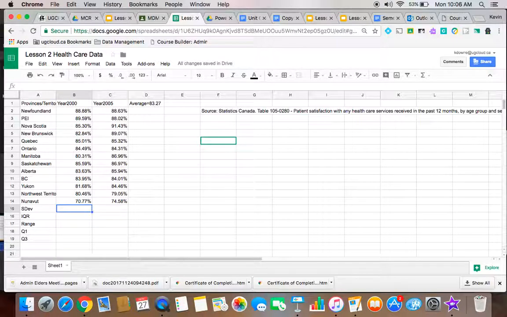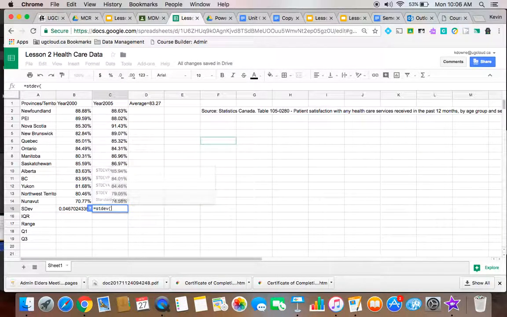And so standard deviation is actually the easiest number to calculate. So what we type in is STDEV, bracket, and you can highlight the data that you want to take the standard deviation of. So that's where the 4.67 comes from. Notice that when we type in STDEV, it gives you some different options, and so we can just do the sample standard deviation, which is what we're going to do.